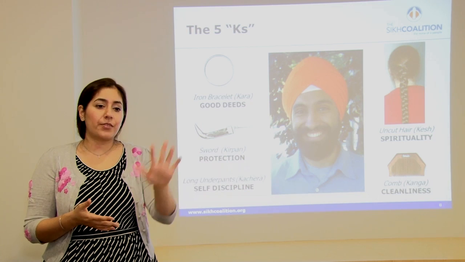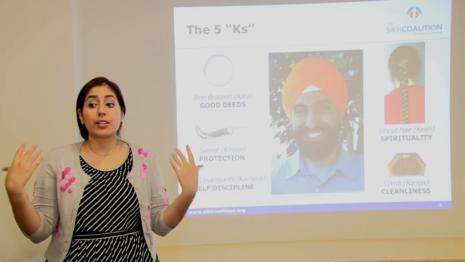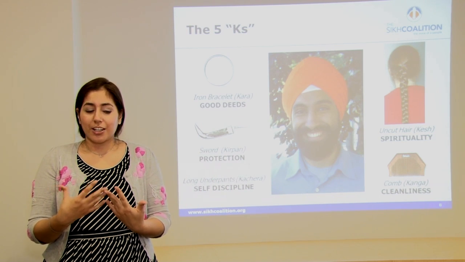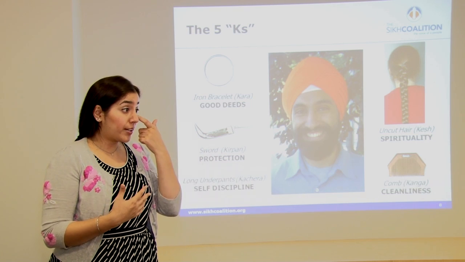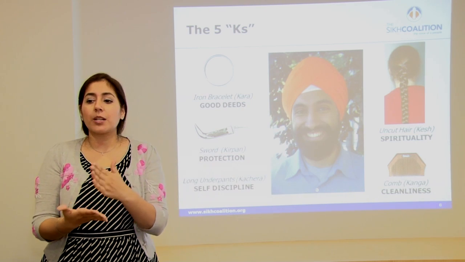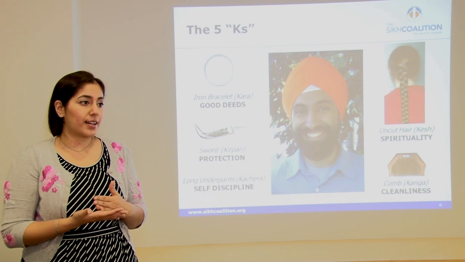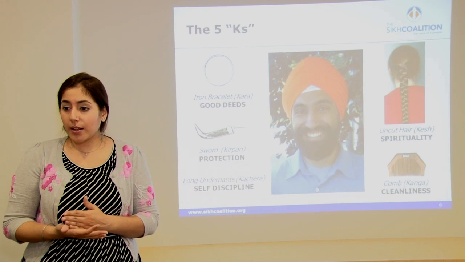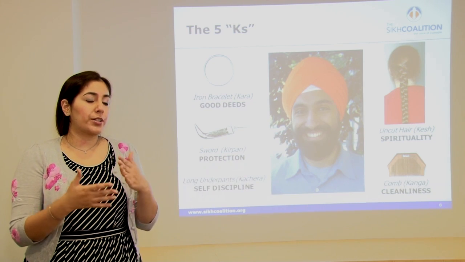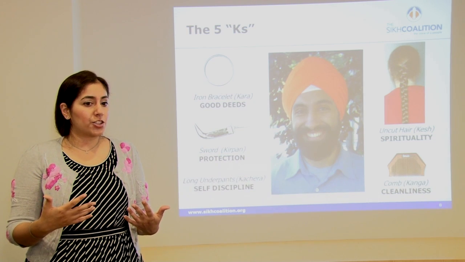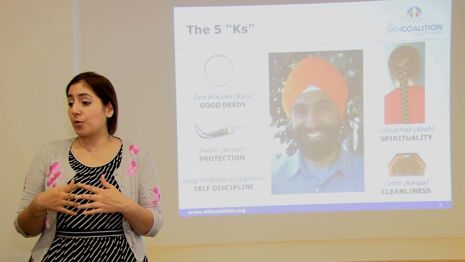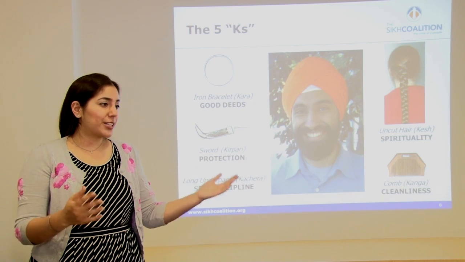Now, all 5 of these things really comprise the external uniform of a Sikh. When someone walks into a room wearing these 5 Ks, you automatically know that person is a Sikh. That person represents equality for everybody. That person is going to stand up against injustice. That person is supposed to always tell the truth, etc., etc.